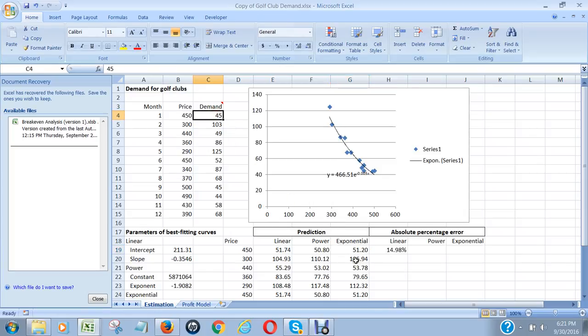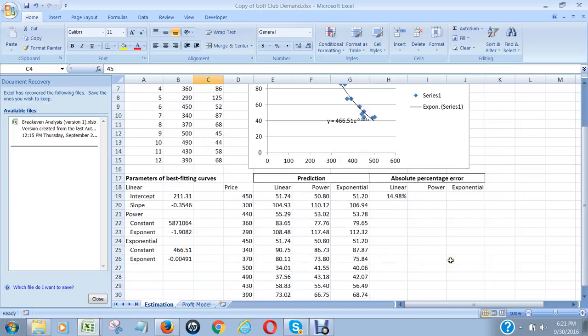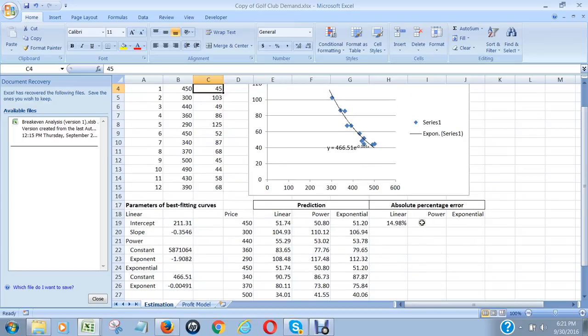We need to translate that into a percentage, a mean absolute percentage error. So to do that, we use this formula right here. Take the absolute value of C4, which is the actual value, minus E19, which for the linear model was 51.74, and then express that as a percent of the actual value, 45.